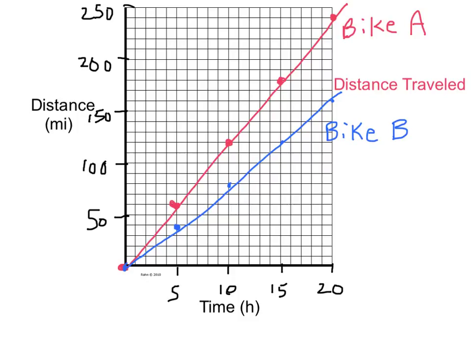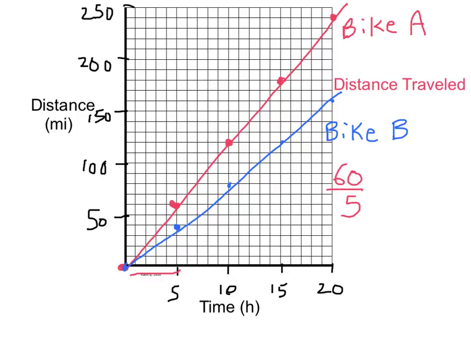Let's start with the red one. So I can see here that when 5 hours passes, right here, so after 5 hours, bike A would travel 1 mark above 50. So that's going to equal 60 miles. All right? So let me write that down. Bike A traveled 60 miles in 5 hours.